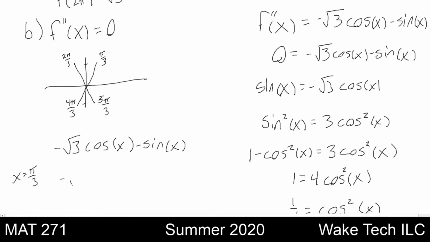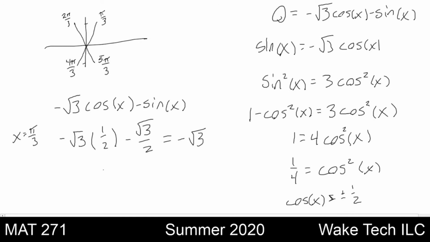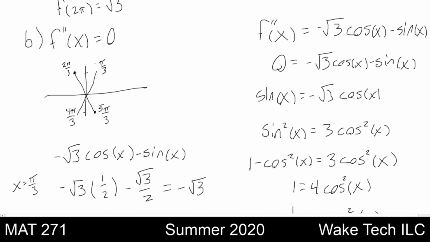I have negative square root of 3 times cosine, which is 1/2, as we found out, and minus the square root of 3 over 2. Notice that they're both negative, so this is not going to equal the 0 that we want it to equal. Instead, it's just going to equal negative square root of 3. You can tell then that they need to be opposite signs. Since they need to be opposite signs, 2 pi over 3 and 5 pi over 3 are our inflection values.